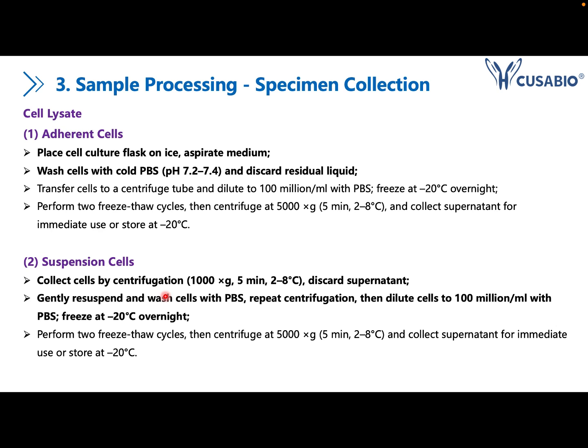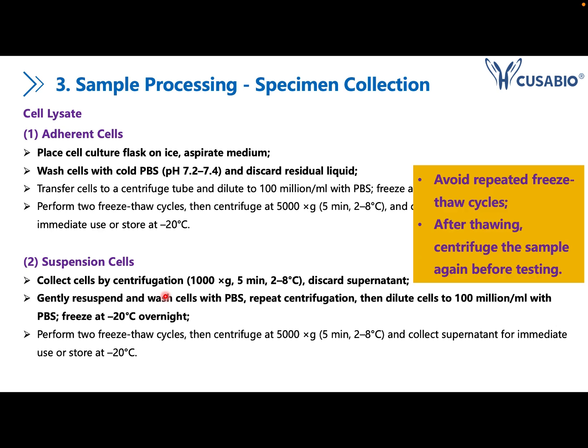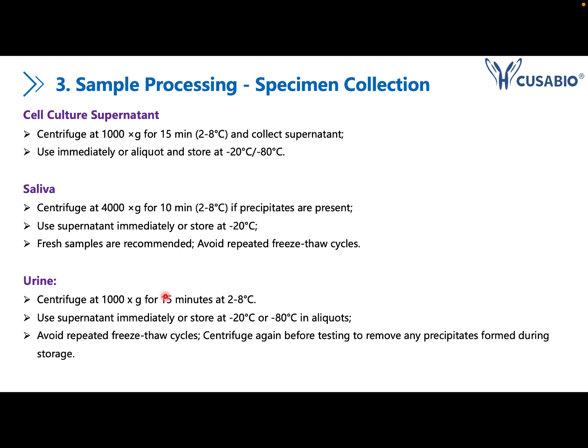Then you generally resuspend the pellet and wash the cells with the PBS, repeat the centrifuge, and then you do the freeze again and 2 rounds of the freeze thaw cycles to disrupt the membrane and then to collect them. So the same thing here. Please avoid the repeated freeze and thaw cycles. And once you thaw, please centrifuge the sample again before you do the testing.